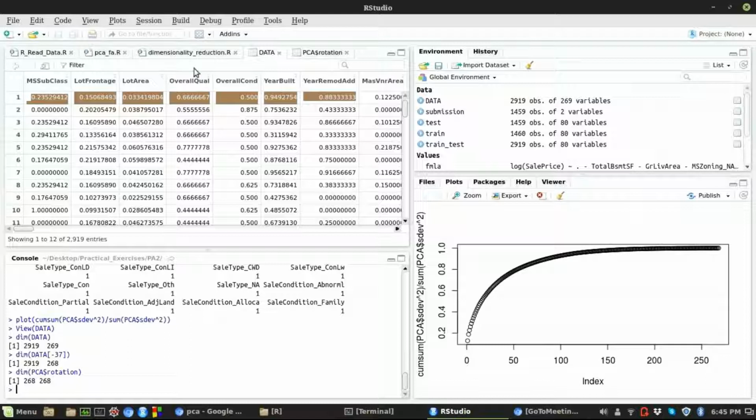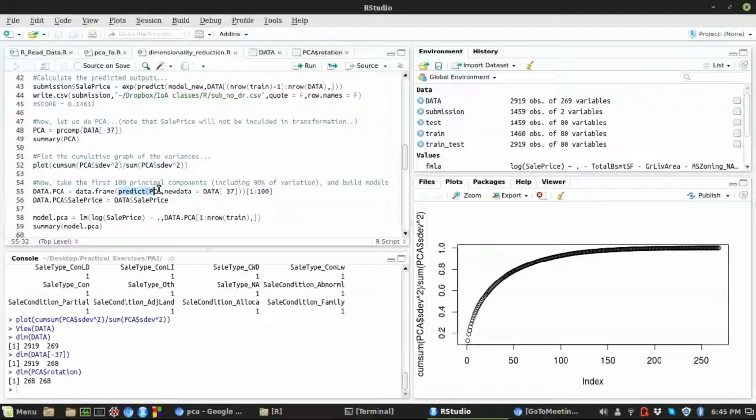That's what they are doing here. They're just using the predict function, on the PCA and new data. Of course, the advantage with the predict function is that you can apply it to some new data as well. That is, if you have some more records, you use the same predict function to get the principal components for the new records as well. And you take the first 100 columns. That is the PCA data.